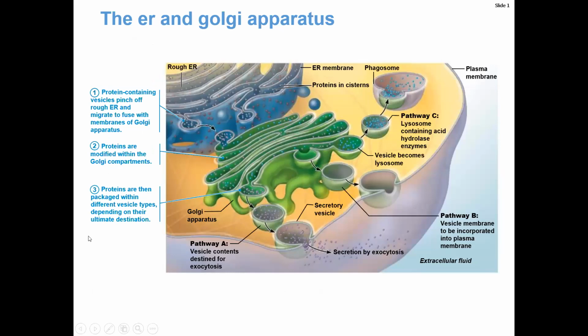And this sort of walks you through it. There's the rough ER. There is a vesicle filled with proteins, and they get sorted here. And this shows you the 3 different pathways. You can release them through exocytosis. You can incorporate them into the cell membrane, or you can move them over here to become a lysosome. Lysosomes are structures that contain digestive enzymes that break things down.